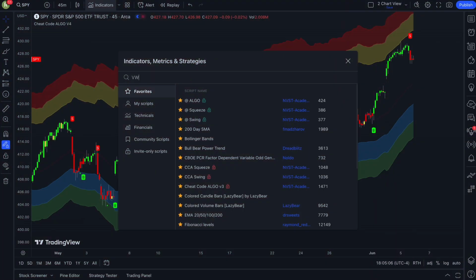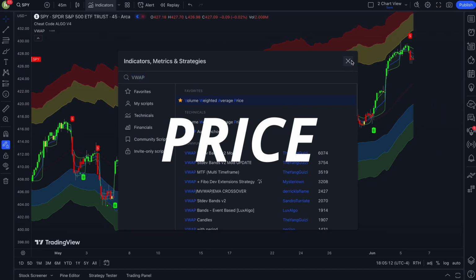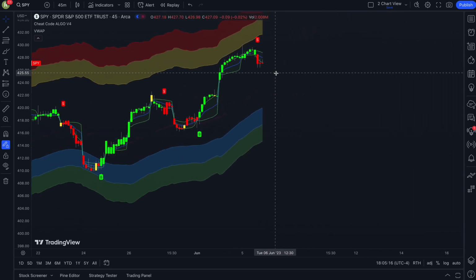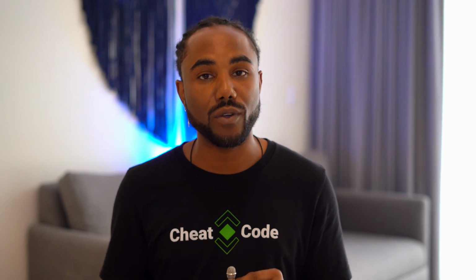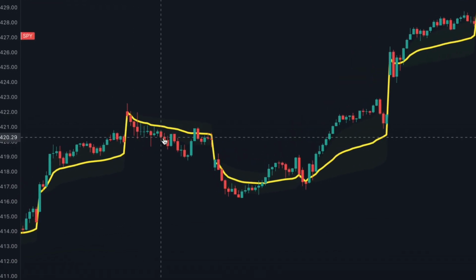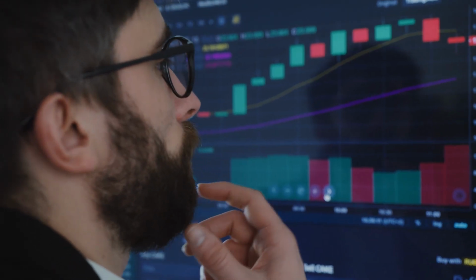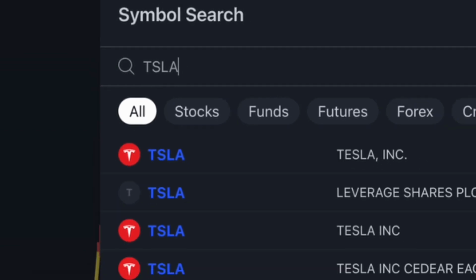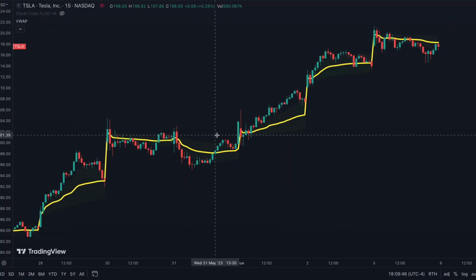First things first, let's talk about what VWAP actually stands for. VWAP stands for volume weighted average price, and essentially it's a moving average that takes into account both price and volume calculation. Unlike other moving averages that only focus on price, VWAP also considers the number of shares traded at each price level. This is why VWAP is often used by institutional traders and market makers, as it provides a more accurate representation of the true value of a stock.